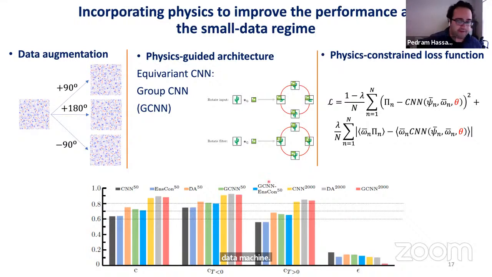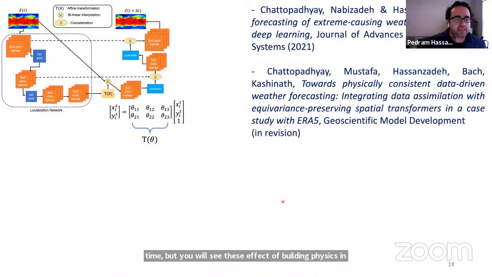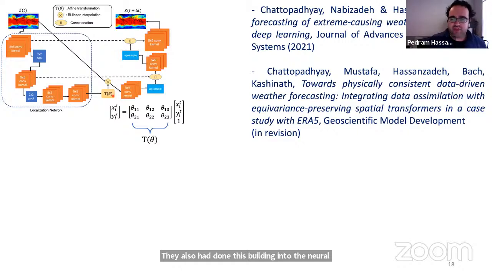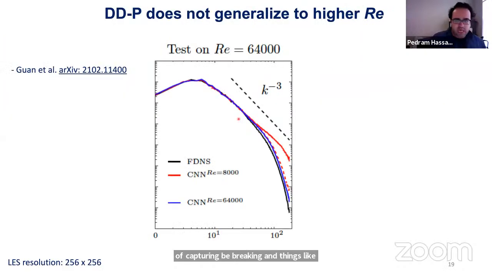I'm not going to show the online results because of time, but you will see this effect of building physics in the small data regime into the accuracy. We also did this building physics into the neural network in terms of symmetries. In the past, we have a paper in GML about using data assimilation and using a transformer. And you can see, again, advantages there in terms of better capturing wave breaking and things like that. But again, I'm not going to talk about that.